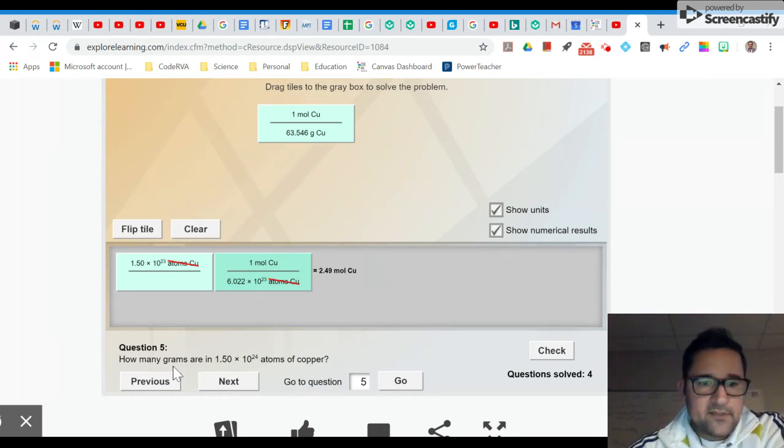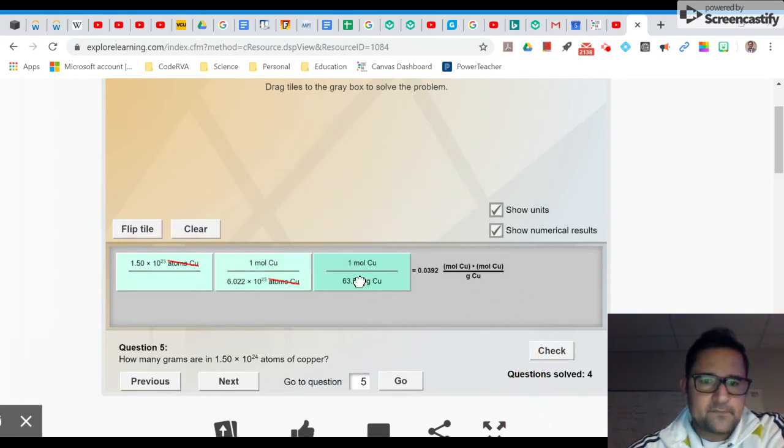But I still have to get to grams because the question said how many grams. So I'm now going to take the second tile. And the second tile is molar mass. It's the mole of copper. 1 mole of copper is 63.546 grams. However, I have to flip that tile because the way I have it, it's not going to cancel out the units. But as soon as I flip the tile, the mole of copper and moles of copper cancel each other out. The only unit that survived is grams, which is correct. That's what I want my answer to be because the question said how many grams.